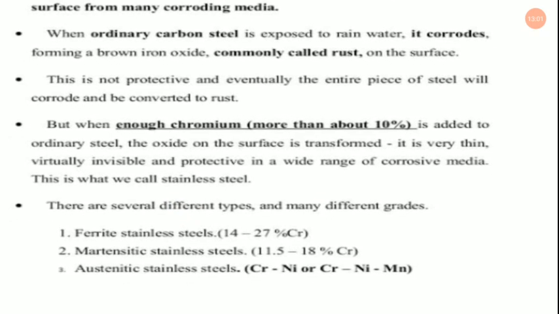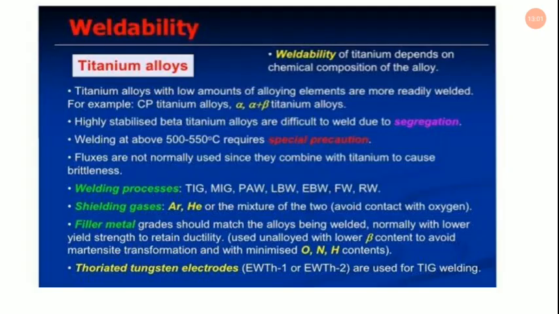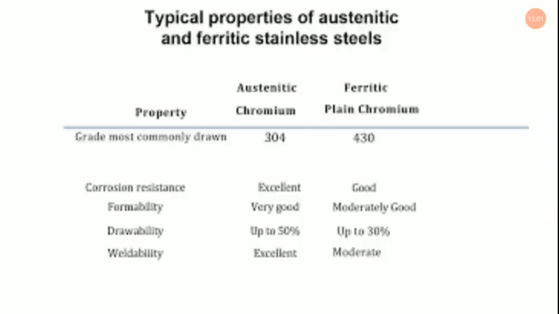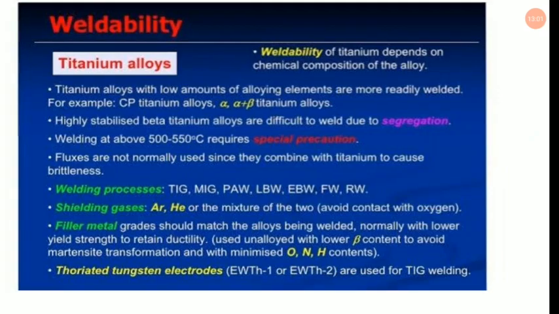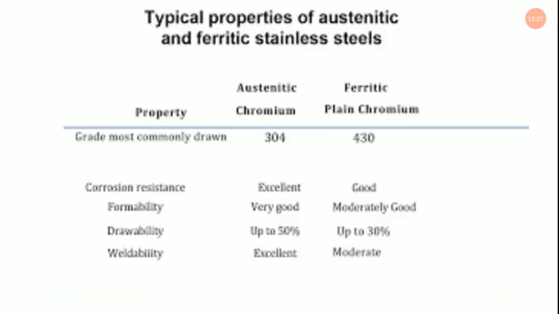There are several different types and many different grades. Ferritic stainless steel has 14 to 27% chromium, martensitic stainless steel has 11.5% to 18% chromium, and austenitic stainless steel has chromium-nickel or chromium-nickel-manganese. Now, weldability we have discussed. Okay, so we have titanium alloys, which is for the next slide.